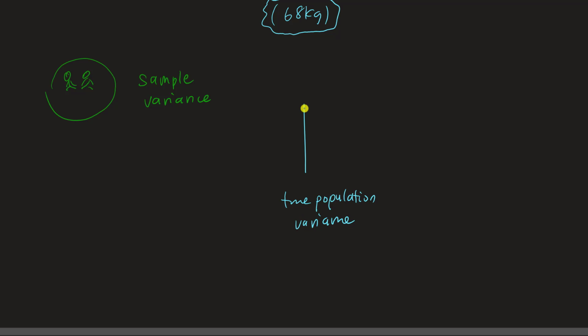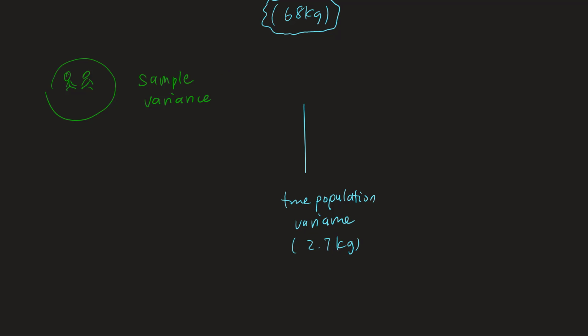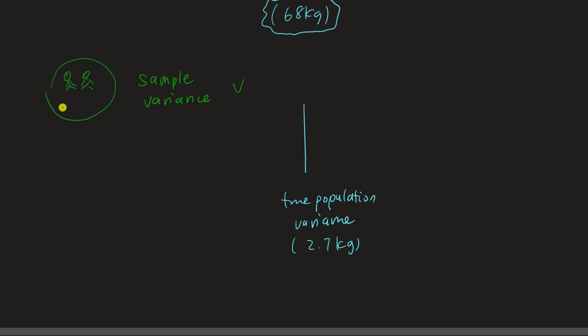And we do not know what this value is, but for the sake of this exercise, we pretend like we know that it is 2.7 kg. Here, we will call this sample variance. Let's denote it as V, for example. So once we go and calculate this V, in this first sample, we calculated V to be 2.3 kg. The sample variance in this group is 2.3 kg.